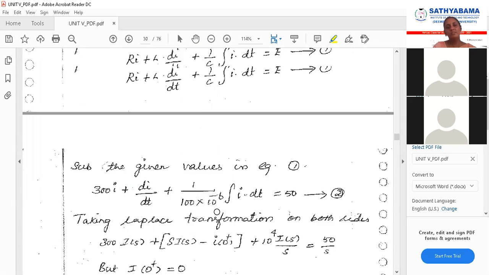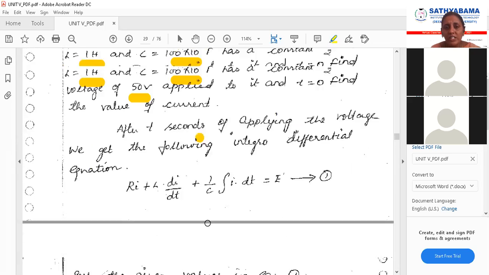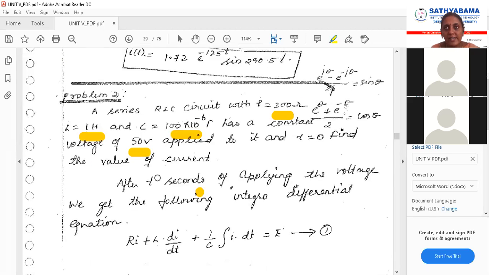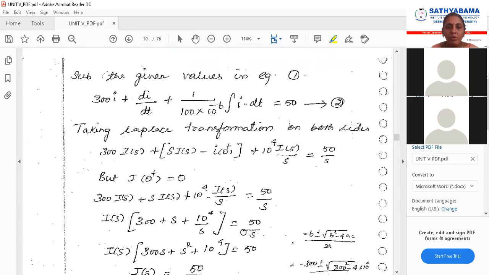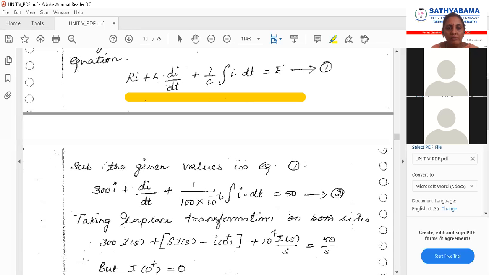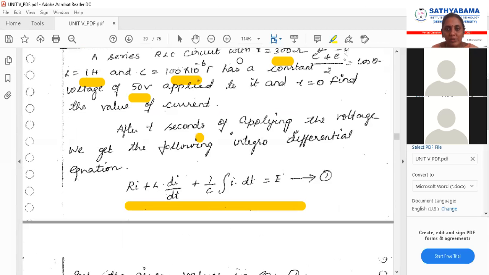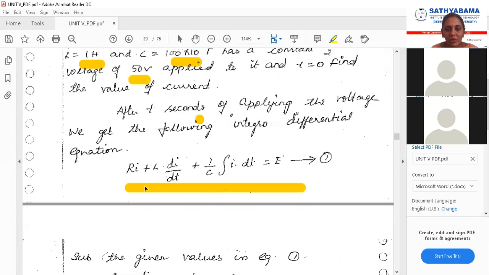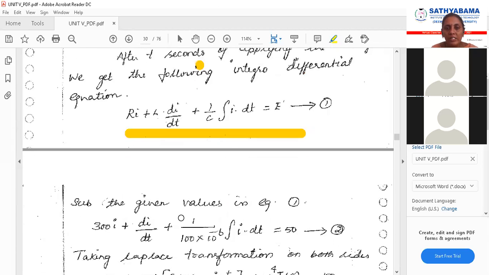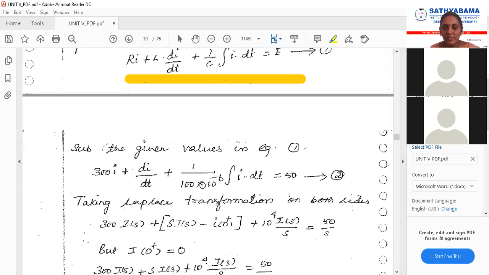Okay, now see here, they have not given the expression, that is, the circuit is not given. It has just been given RLC circuit. So the normal equation, whatever we write, the same thing we have written here. Ri plus L di by dt plus 1 by c integral of i dt is equal to E. Okay, now we are going to substitute the values here. R value is 300, L value is 1 Henry, capacitance is 100 microfarad, and voltage value is 50. So substitute all these values here.